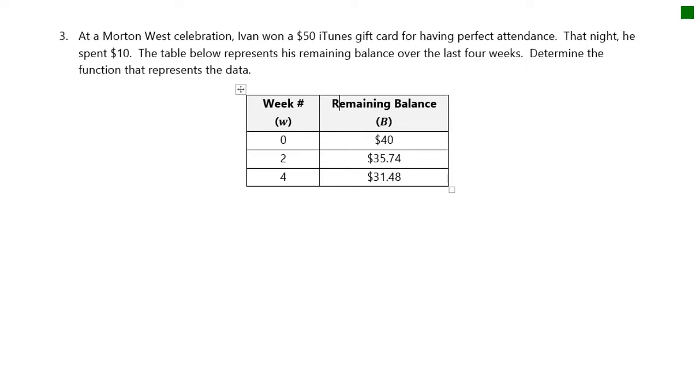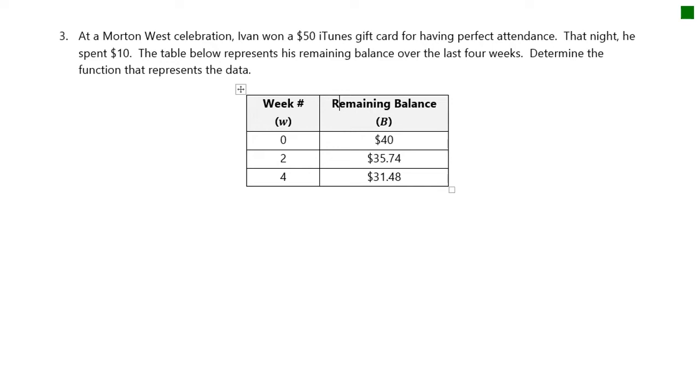Okay, it says at Morning West celebration, Ivan won a $50 iTunes gift card for having perfect attendance. That night, he spent $10. The table below represents his remaining balance over the last 4 weeks. Determine the function that represents the data.